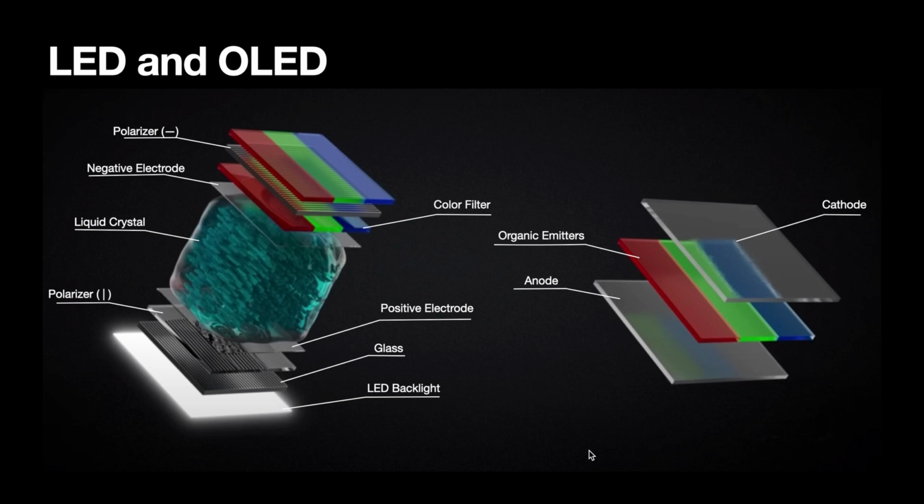You can see the structure is much simpler. Basically, in the middle we just have organic emitters, which are organic materials, and by applying voltage, they can emit light with different colors. In other words, in different wavelengths.